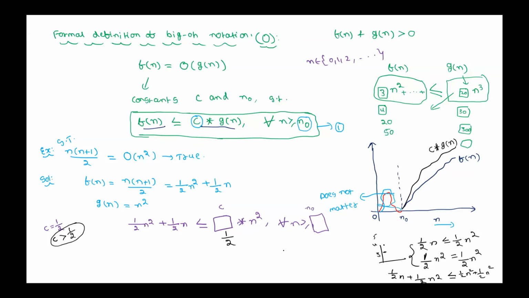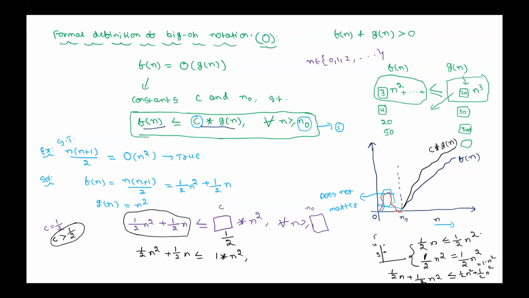So what is it that we have got here? This is nothing but our quantity, 1 by 2 into n square plus 1 by 2 into n. This is less than or equal to 1 by 2 into n square plus 1 by 2 into n square. What is that value? 1, which is the same as 1 into n square. So now 1 by 2 into n square plus 1 by 2 into n is less than or equal to 1 into n square. Is that correct?